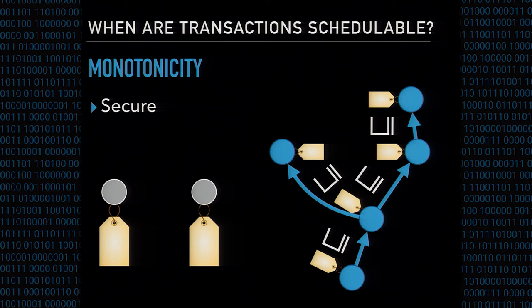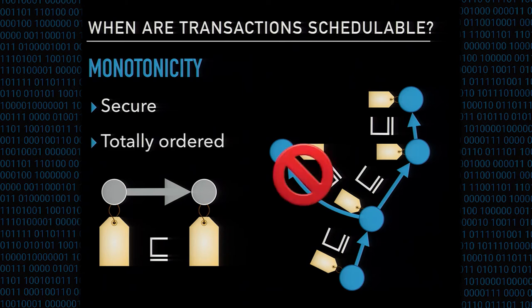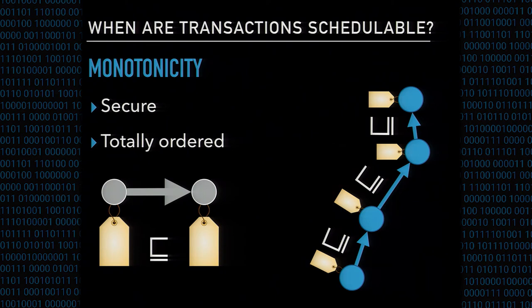A transaction needs two things to be monotonic. First, it needs to be secure, which means that for any two events in the same transaction, if one event happens before another, then the label of the first event has to flow to the label of the second event. This ensures that whenever one event causes another, the cause is permitted to affect the effect. Another thing that's necessary for monotonicity is that events within each transaction be totally ordered. That means that forks like we have here, where these events are not ordered relative to each other, cannot be allowed in the same transaction. So these are single-threaded transactions.